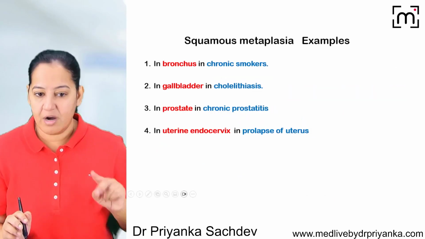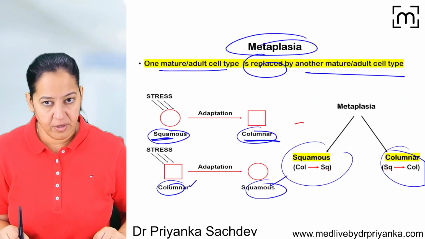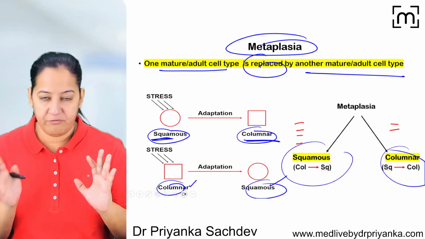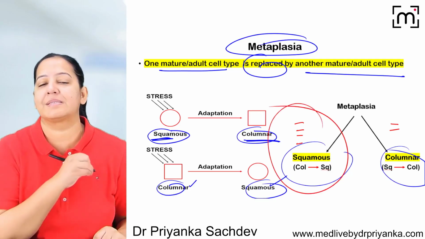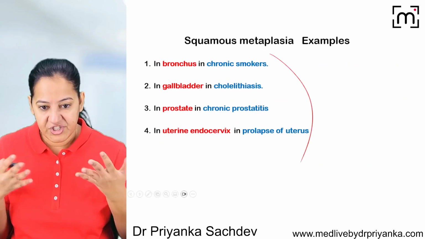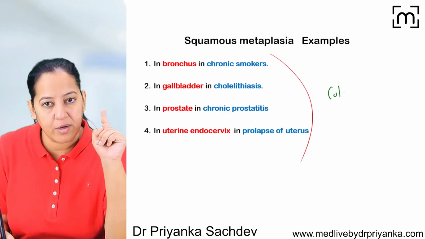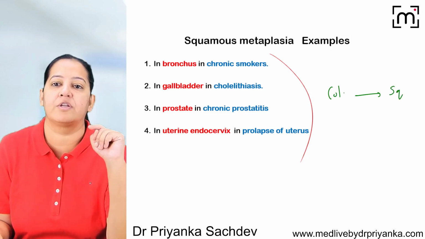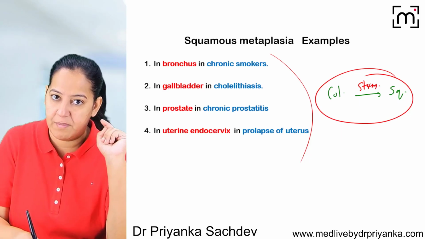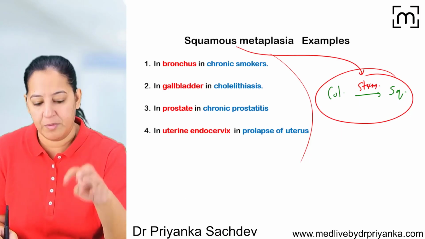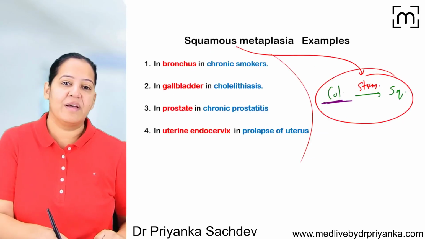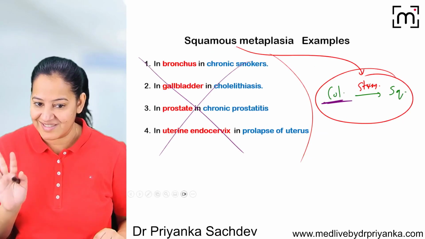Learn this word. Now there are two types, as I told you. You have to learn four examples of squamous metaplasia and two examples of columnar. So let's take squamous metaplasia. What's the definition of squamous metaplasia? Initially the organ is columnar, and because of the stress, it gets converted to squamous. So tell me four organs in the human body which have columnar lining and, because of the stress, get converted to squamous. Rather than learning from the text, don't learn the text. See the diagram.